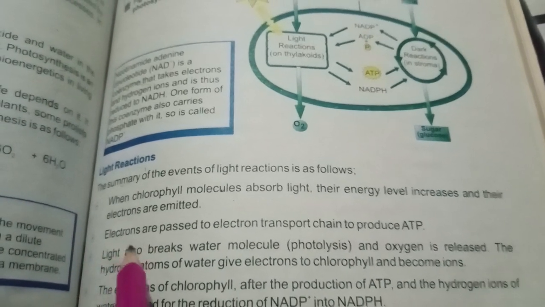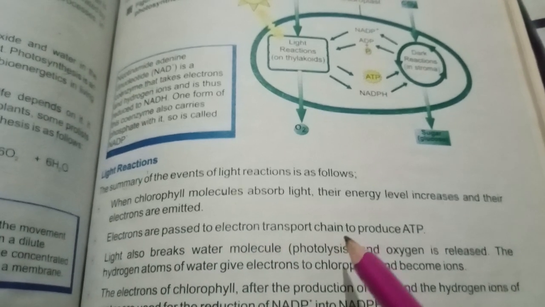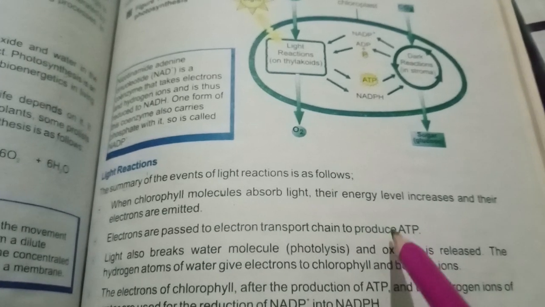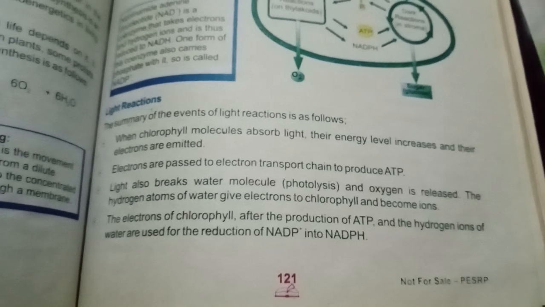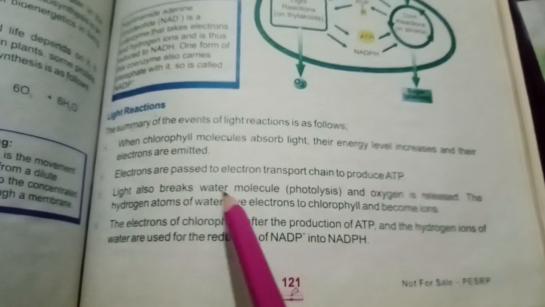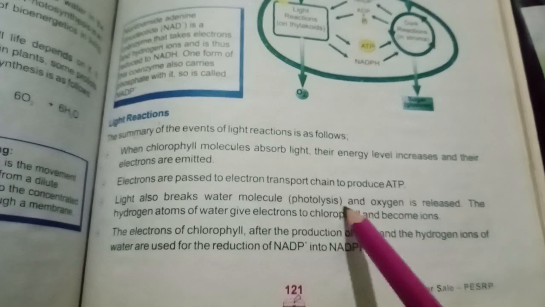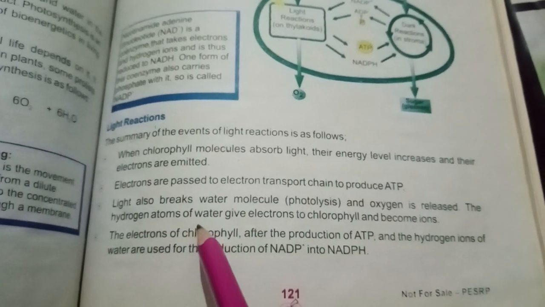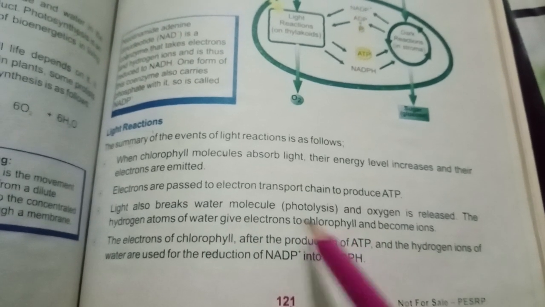The second step is that the electron passes through the electron transport chain to produce ATP. ATP is the high energy molecule. It is also called adenosine triphosphate. Light also breaks the water molecule by photolysis and oxygen is released in this process. The hydrogen atom of water gives its electron to the chlorophyll and becomes an ion.